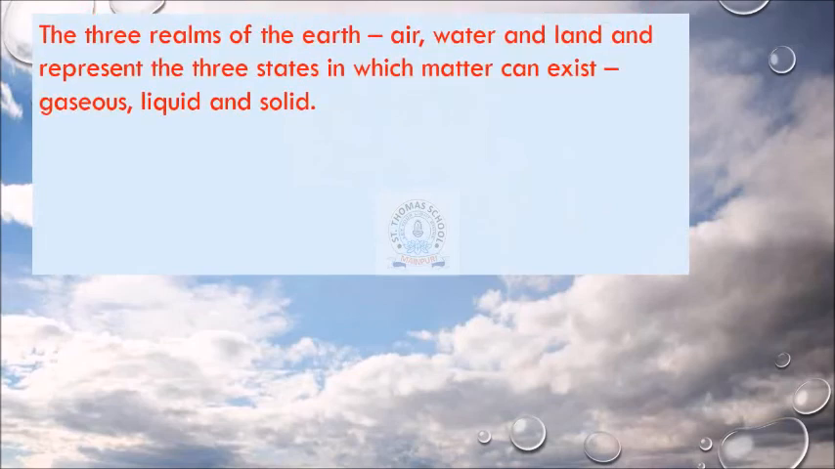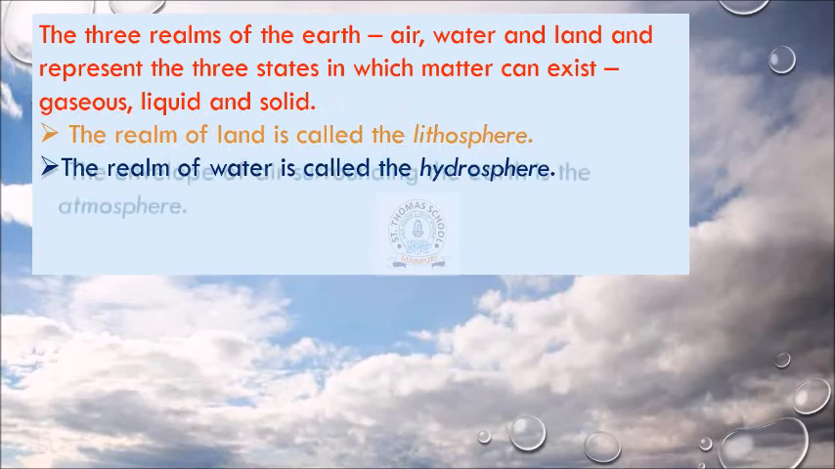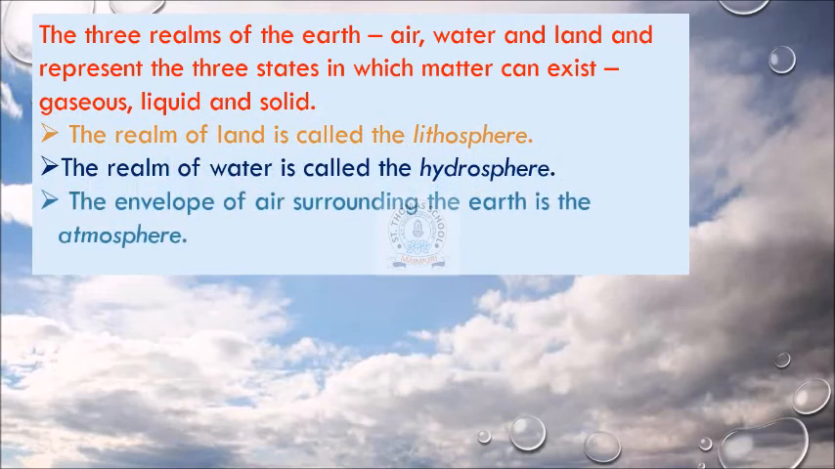The Earth is the only planet in the solar system that sustains life. This is because of the presence of certain unique features on the Earth like oxygen-rich air, liquid water on its surface, and a shell of rock covering the Earth. The features correspond to the three realms of the Earth. They are air, water, and land, and present the three states in which matter can exist. They are gaseous, liquid, and solid. The realm of land is called the lithosphere. The realm of water is called the hydrosphere, and the envelope of air surrounding the Earth is called the atmosphere.